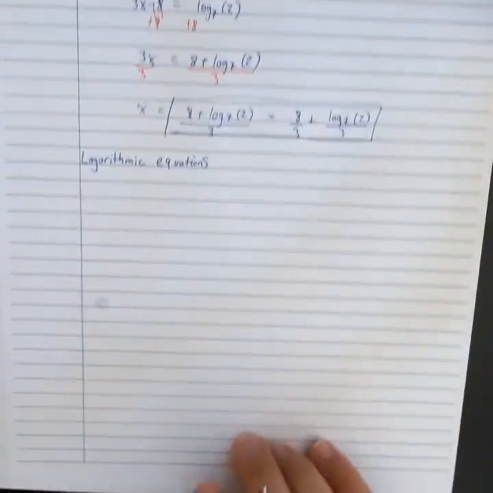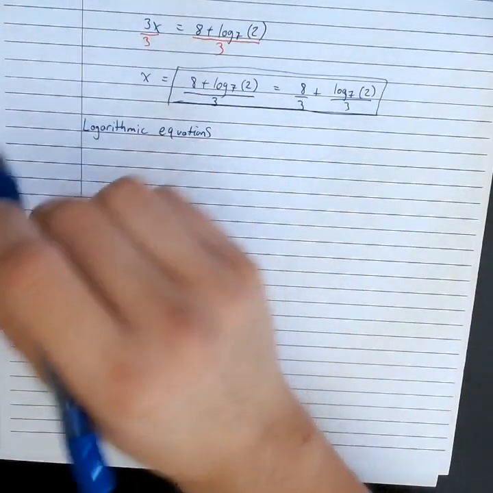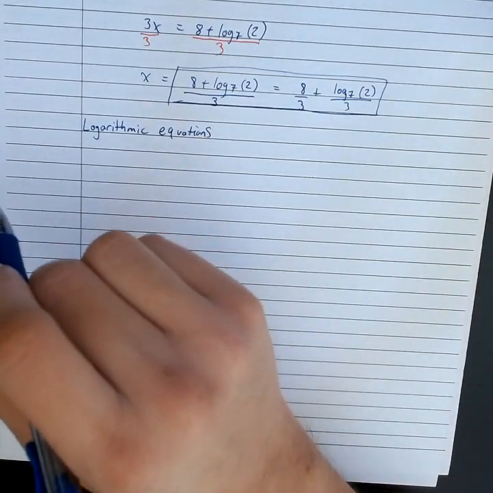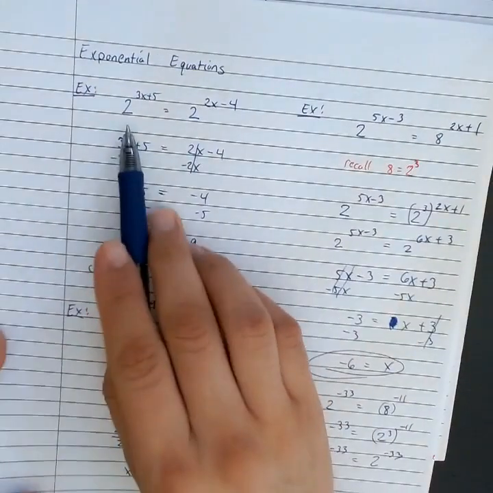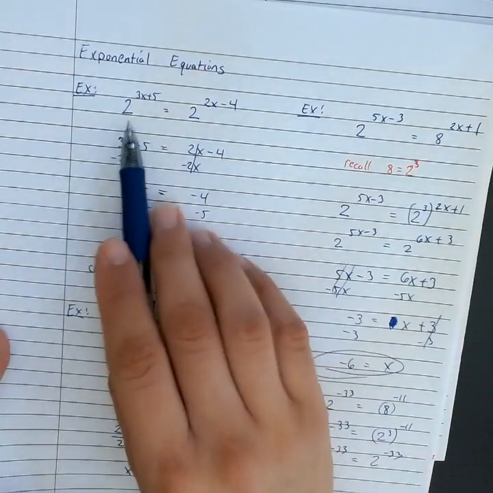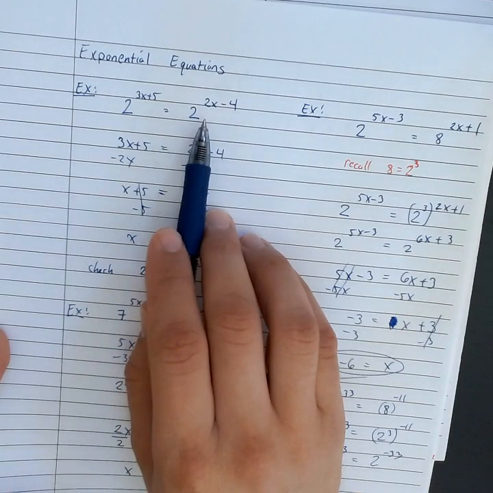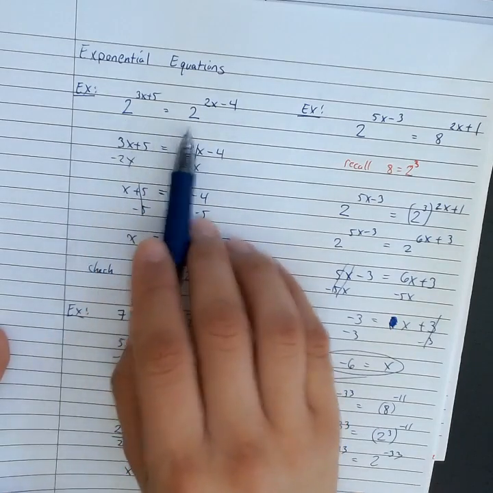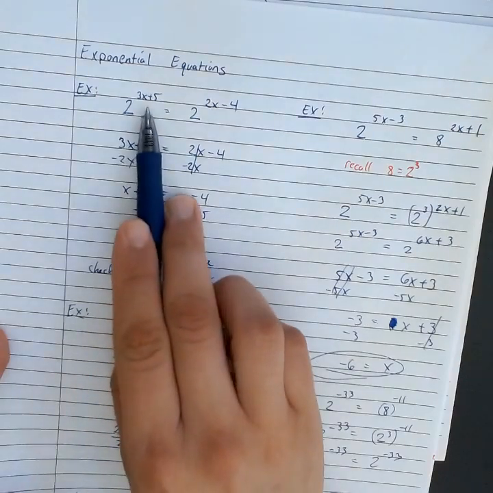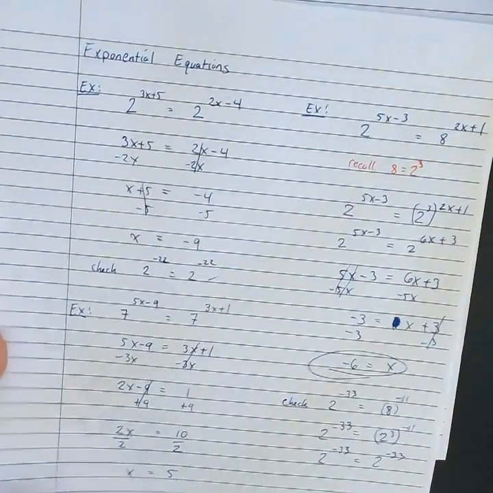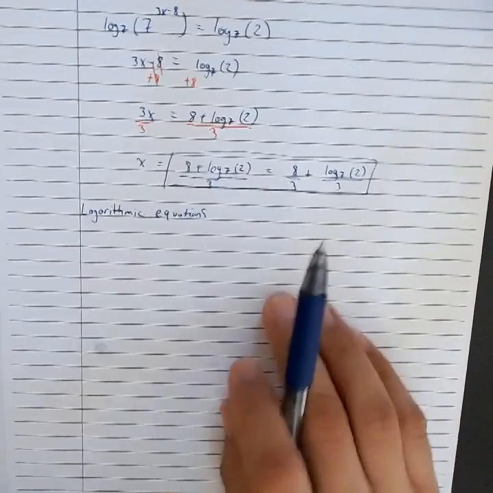Just like with our exponential equations, if you have an equation that has an exponential expression on both sides with the same base, the one-to-one property allows you to just look at the powers set equal to each other. The same thing will happen here.